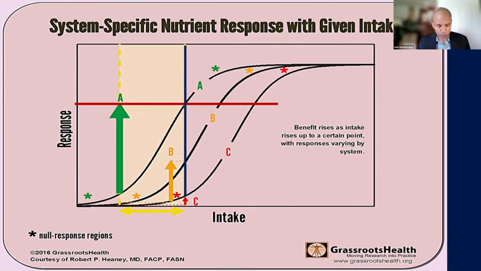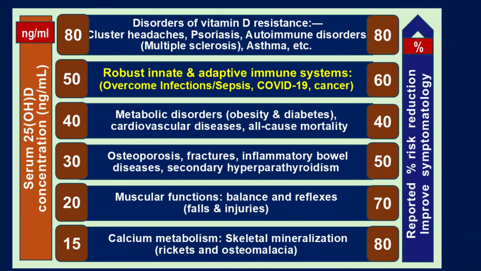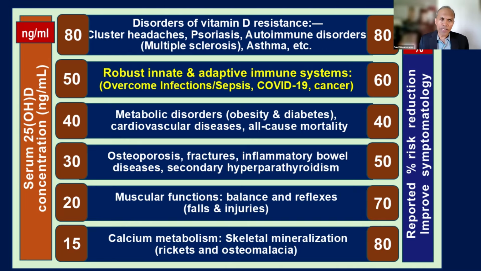So that's what we are talking about in the next slide in more detail. Here what you're looking at is the serum hydroxy concentration in nanograms per milliliter and the reported, this is average by many studies, the percentage reduction of disease condition or improvement of symptomatology of diseases. For calcium metabolism, something like 50 nanograms per milliliter is sufficient to overcome about 80% of the problem. Muscle function balance, prevention of falls, reflexes, 20.